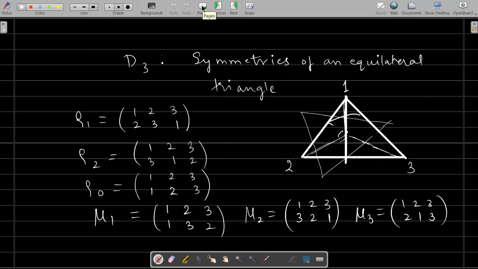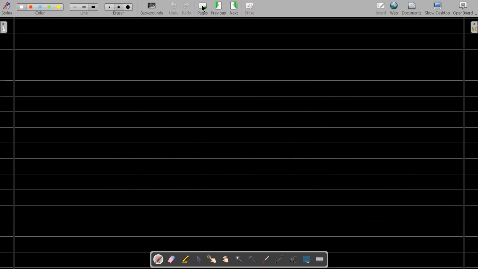Shall I go to the next page? So let me show an example. For example, mu1 composite rho1, and it's like composition of functions. So first you perform this operation, then you perform this operation, so it's in reverse order. What is rho1? Rotation by 120 degrees. So 1 goes to 2, 2 goes to 3, 3 goes to 1. What is mu1? 1 is fixed, 2 goes to 3, 3 goes to 2.